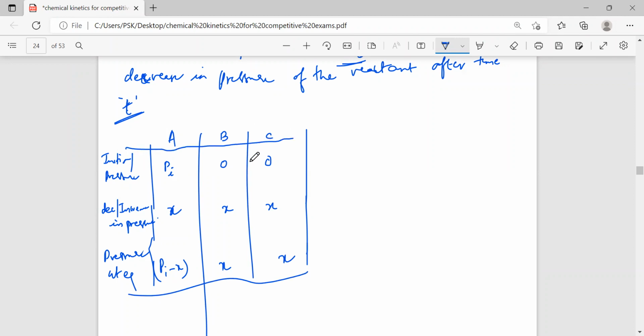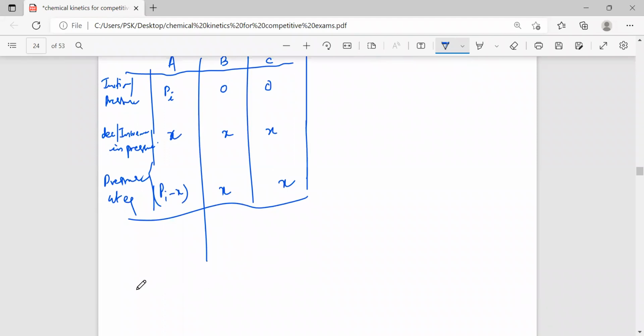Now, what is the total pressure? The total pressure will be the sum of these pressures. So this total pressure is represented as PT. That will be equal to the sum of the pressure of A plus pressure of B and pressure of C. So it is Pi minus X plus X and plus X. So this will get cancelled.